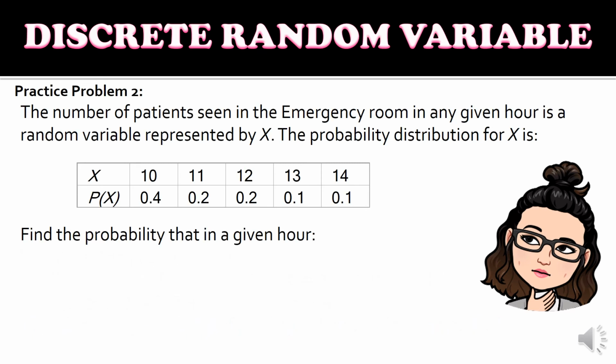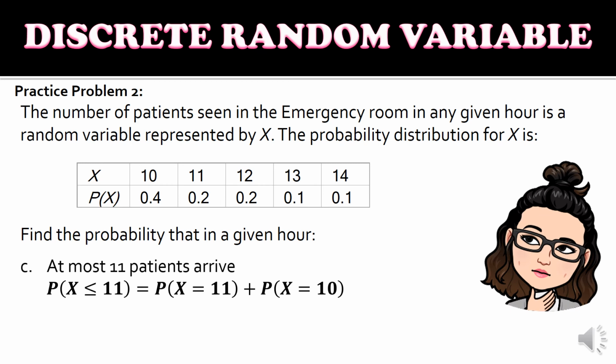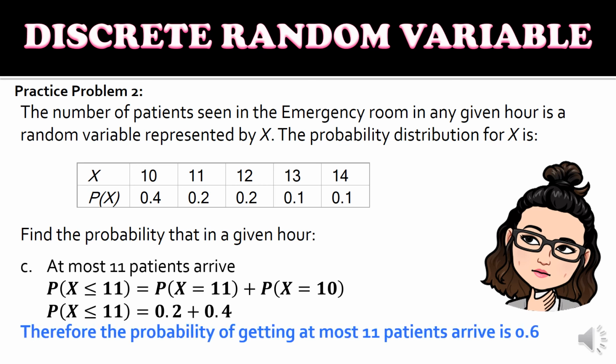For the third question on the same problem, find the probability that in a given hour, at most 11 patients arrive. What do we mean by at most? It means that it is the maximum number. From the given table, at most 11 means we have 11 and then 10. To represent that, the probability of x less than or equal to 11 equals the probability of x equals 11 plus the probability of x equals 10. To substitute, we have 0.2 plus 0.4. Therefore, the probability of at most 11 patients arriving is 0.6.